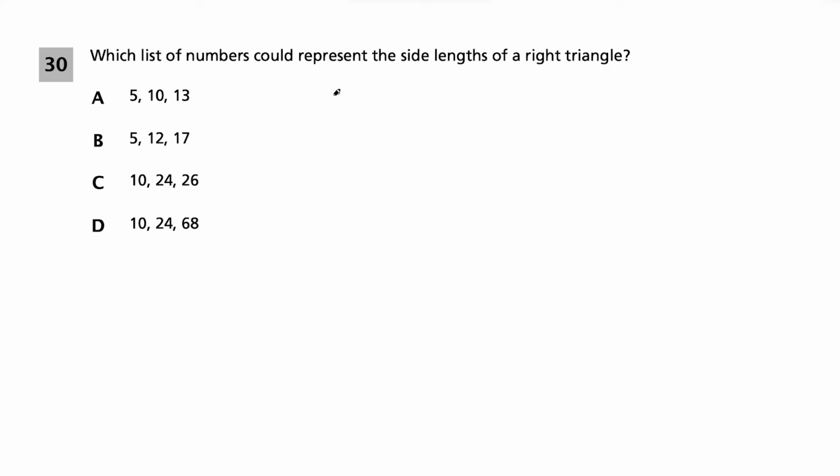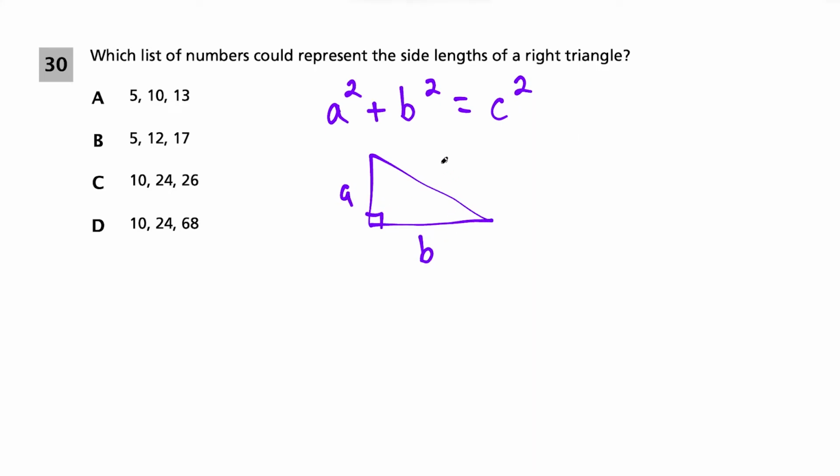Question 30, which list of numbers could represent the side lengths of a right triangle? For this question, we have to know the Pythagorean theorem. A squared plus B squared equals C squared. When we have a right triangle, any right triangle, the sum of the squares of the two legs has to equal the square of the hypotenuse. Okay, so just know A and B represent legs of the right triangle. The hypotenuse, C, is the biggest side, and it's across from the right angle. Okay, so the hypotenuse has to go opposite of the right angle.